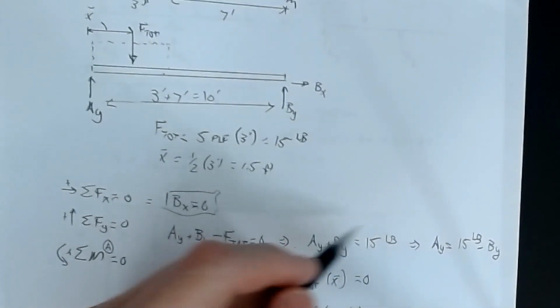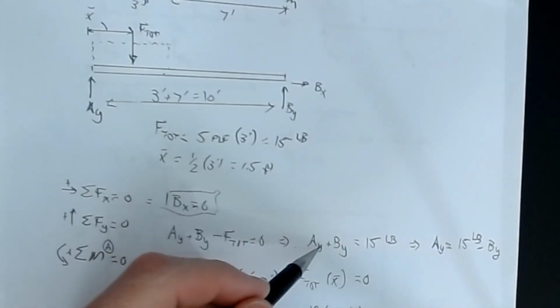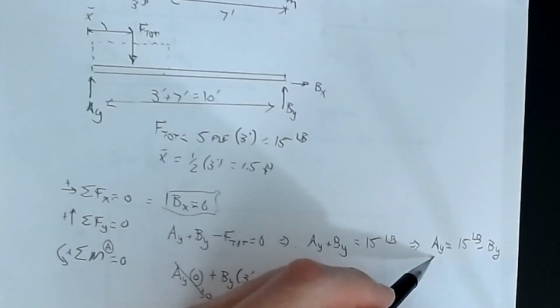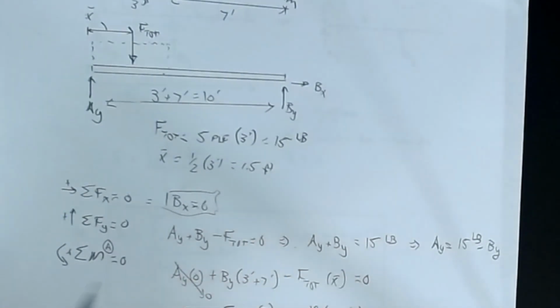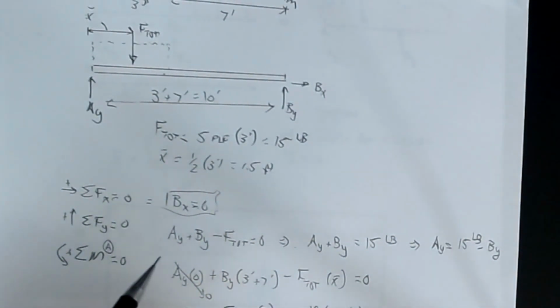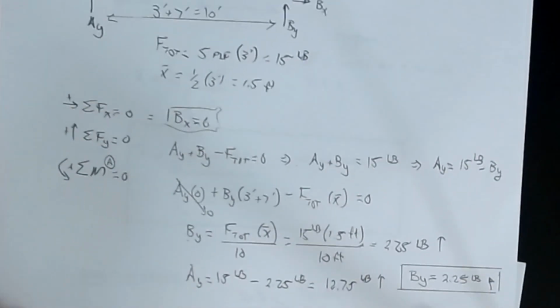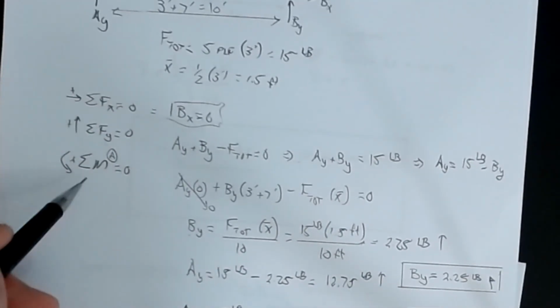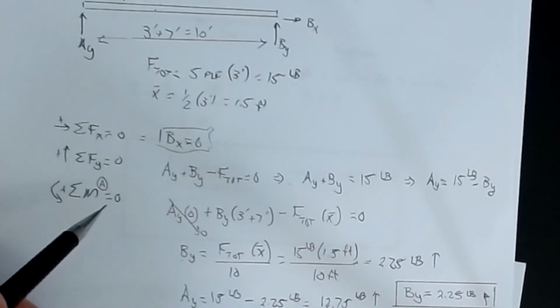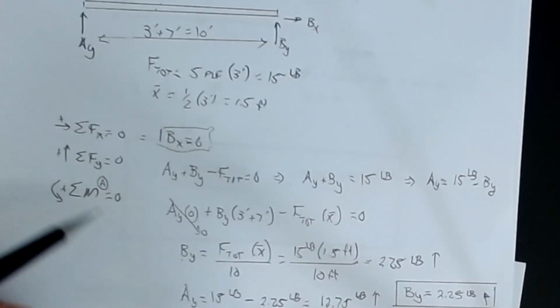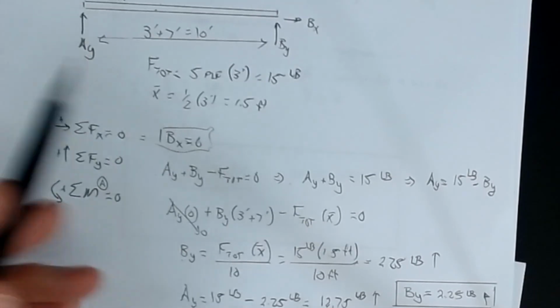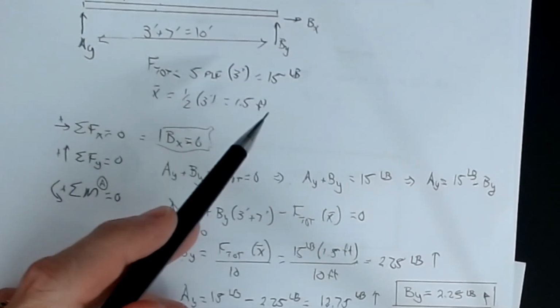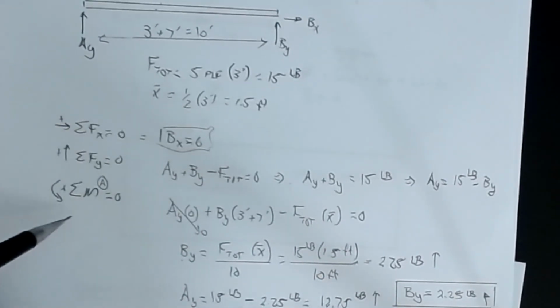I can't do much with this at this point because I have 2 unknowns, but I could write one in terms of the other. I could say AY is 15 pounds minus BY, just like you could write BY the same way. Now let's apply our moment equation. Just for reference, I'm going to choose to do it at the left. You can choose any point you want. Normally you would do it at one of the supports. It would probably be better to do it at B, but it doesn't matter in this problem.